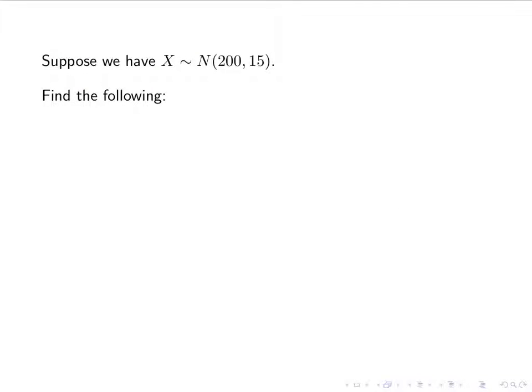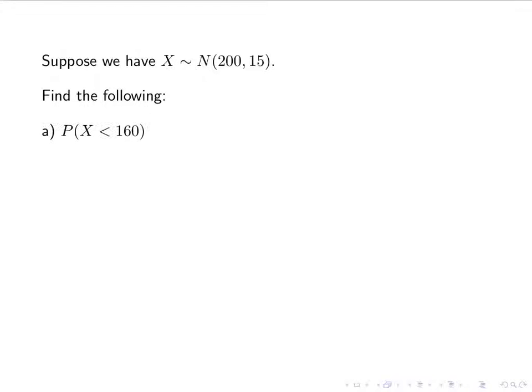What if we don't have the standard normal curve? So if we just have a normal curve, so for instance, x is normally distributed with mean 200 and standard deviation of 15, how can we use the standard normal table to find values? So what we're going to have to do is standardize our values and then use the table.